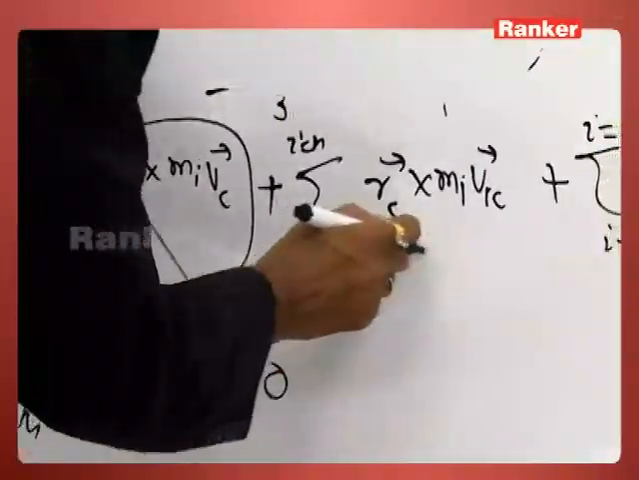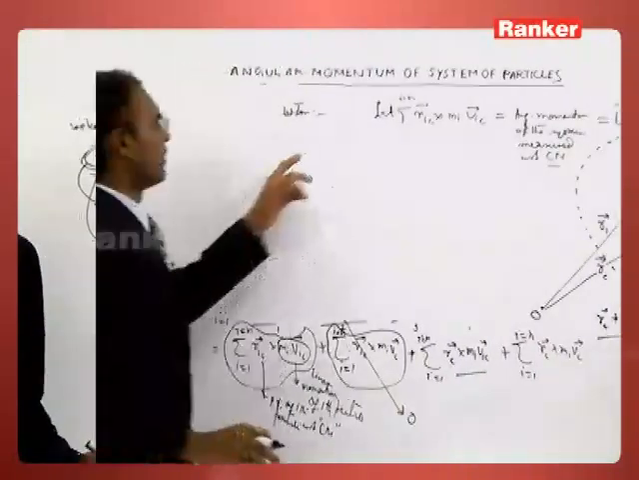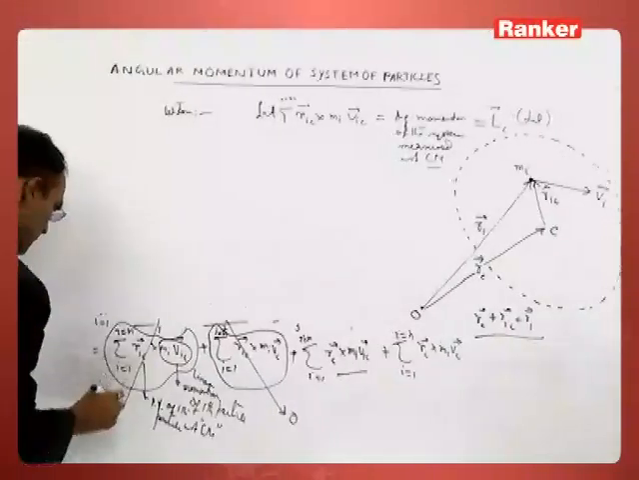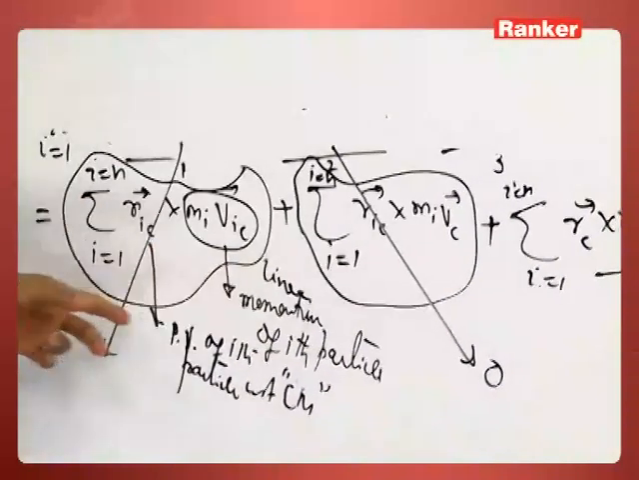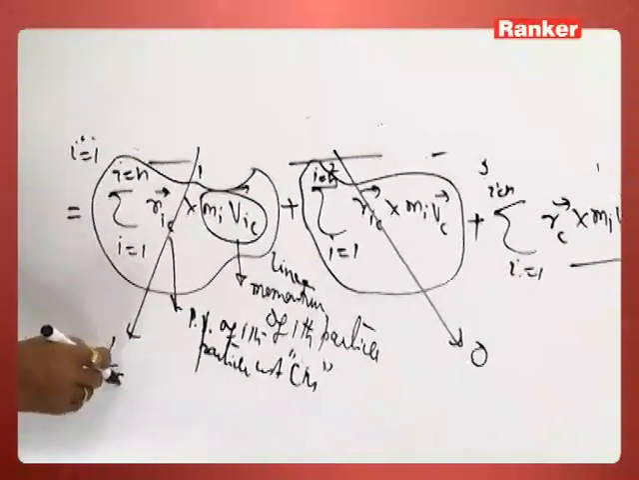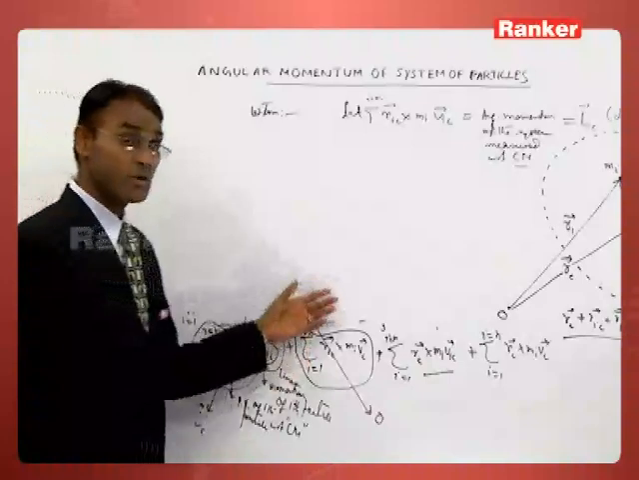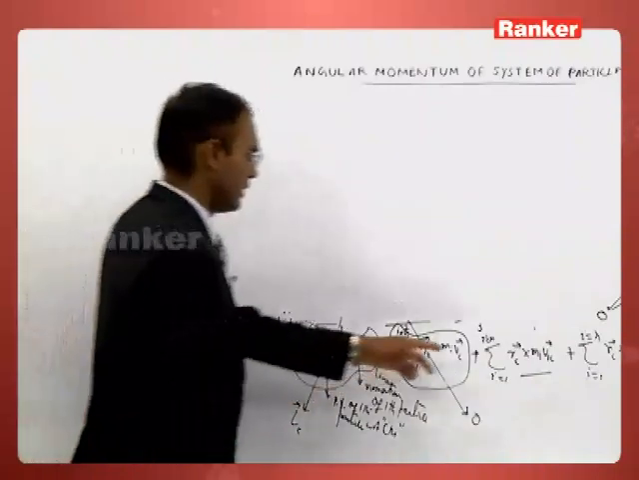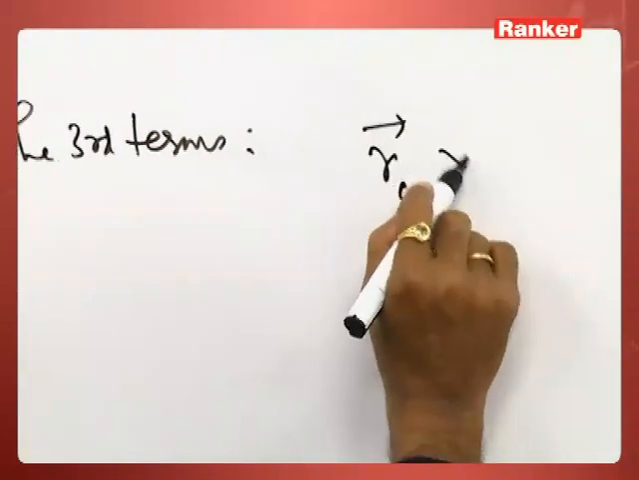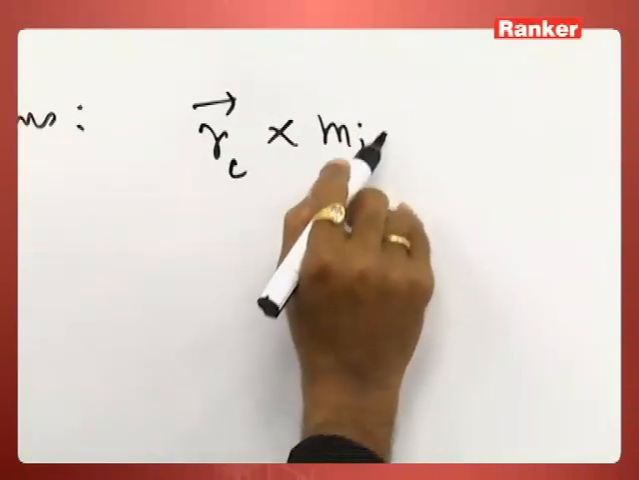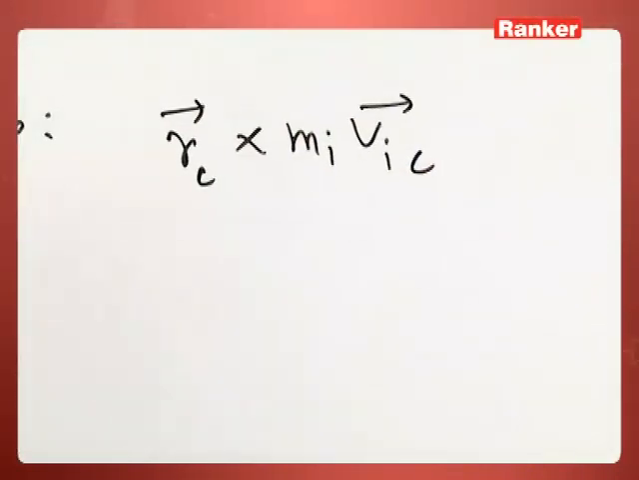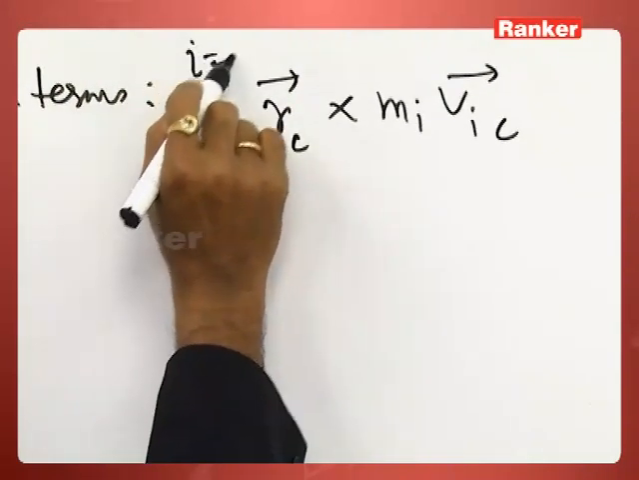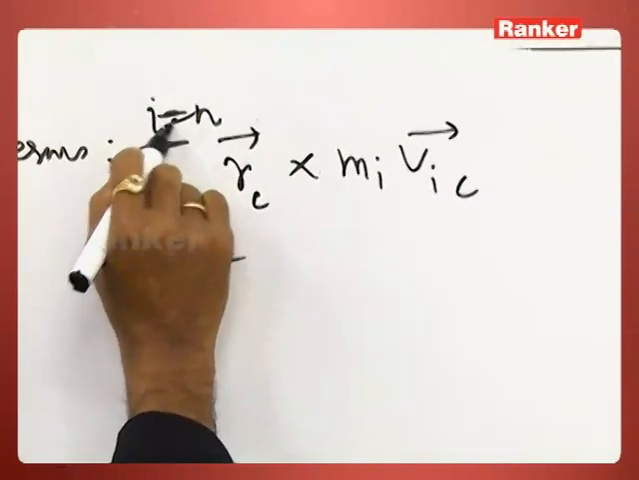Now come to the third term. We have assumed the angular momentum of the system measured with respect to center of mass, which is given by the first term, to be L_c. The second term will vanish. The third term is r_c cross summation m_i v_ic, i equal to 1 to i equal to n.